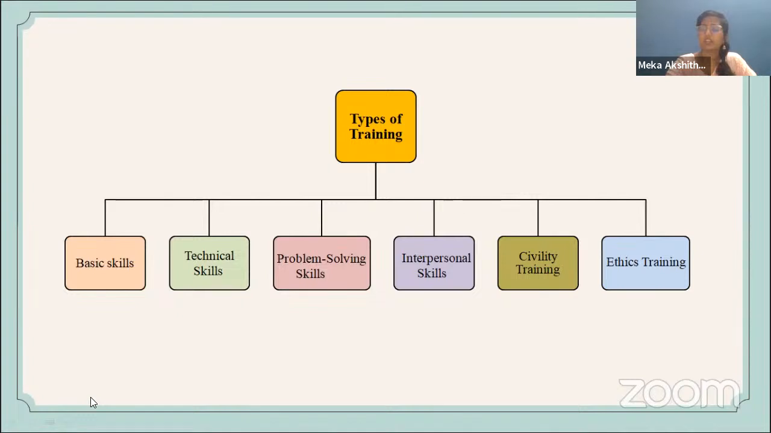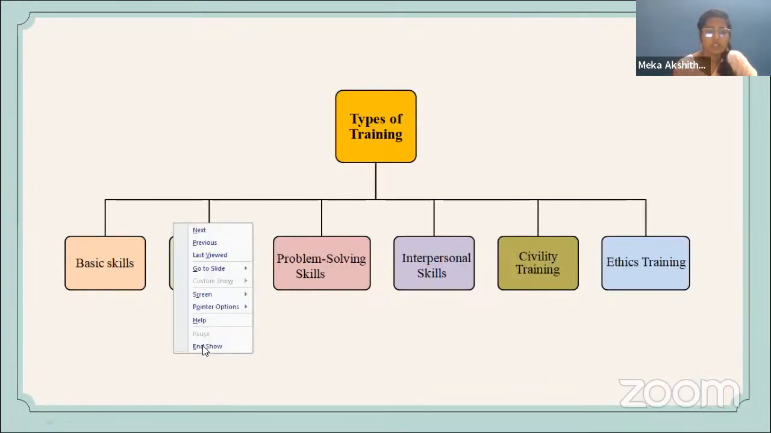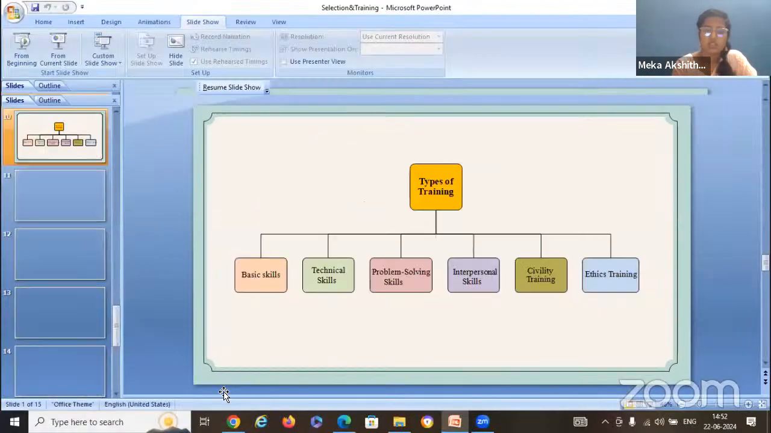Understood types of training? Any doubts in types of training? No. So shall we stop here? It's 8 minutes. Anyways, we need time for the next topic. Let's stop here.